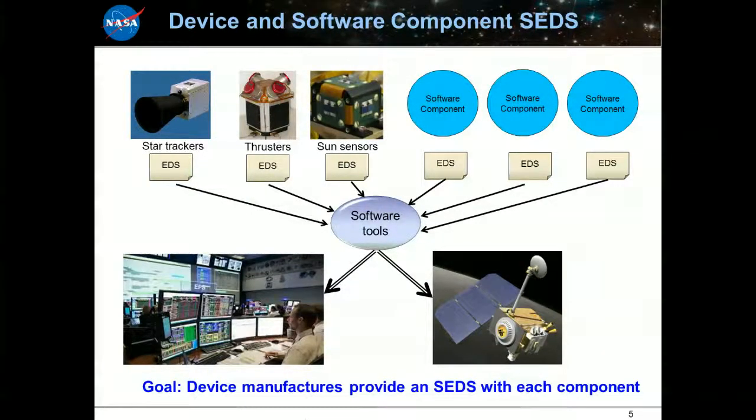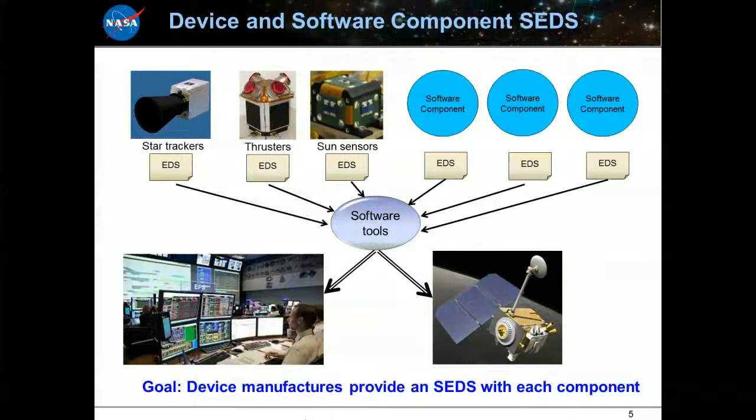So the vision here, long-term, some of what we have now, is that when you go buy a star tracker, it comes with a data sheet. When you go buy a thruster, it comes with a data sheet, on sun sensors and so forth. And then software components. So for a CFS component, there's a data sheet associated with it in CM. So when you pull that component off the shelf, you get the data sheet with it. And then you can run it through software tools and auto-generate the XTCE for the ground, auto-generate interface definitions for the actual spacecraft, and do that for each of these items here, as well as the software components.